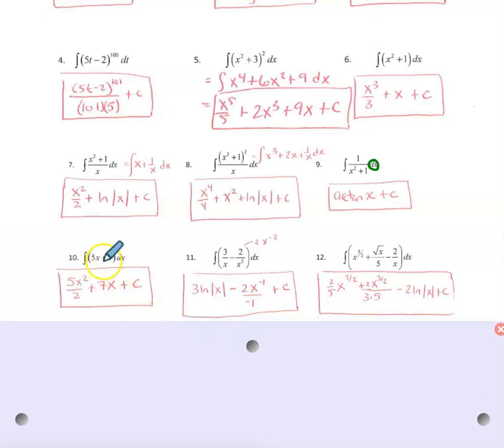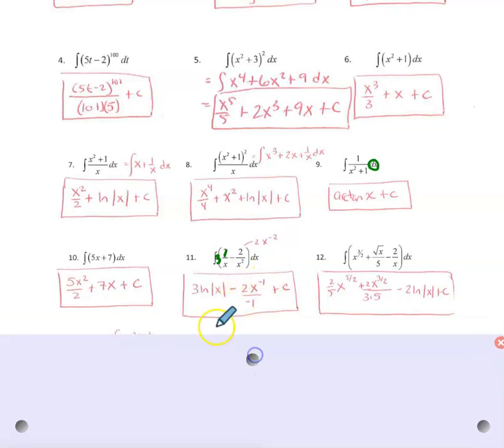All right, next 3. Basic power rule for number 10, you just go to 5x squared over 2 plus 7x plus c. For the next one, it might be easier to write that second term as negative 2x to the negative 2. First term, you really just have 3 times 1 over x. So you have 3 times the antiderivative of 1 over x, which is the natural log of the absolute value of x. Then we take negative 2, and the x to the negative 2 goes up a degree to x to the negative 1, and you divide by a new degree.